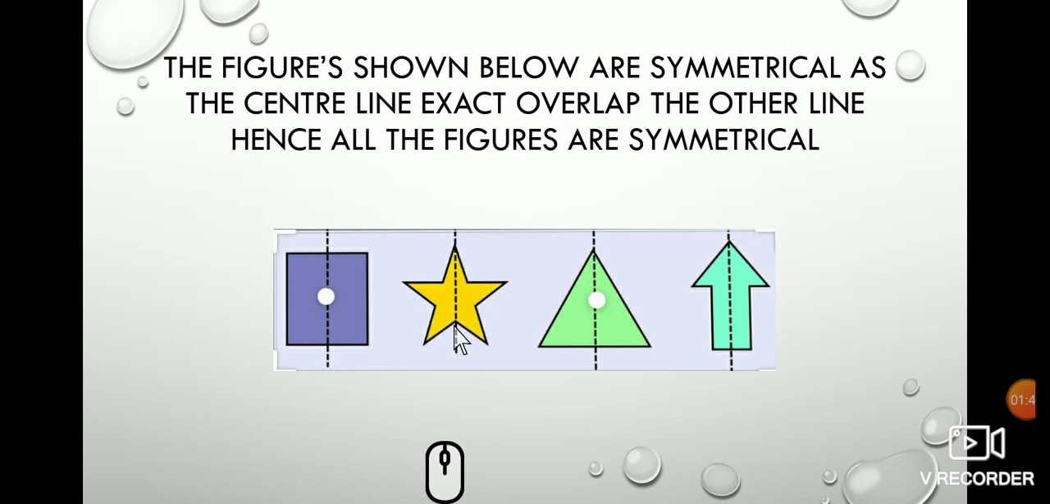Look at the third figure, the triangle. There is also a central line and can you see both the sides are the same? When you fold or overlap them, they will be exactly on the same line. This is also a symmetrical figure. Look at the last figure, an arrow. There is also a central line and both the sides seem to be equal. When you overlap, they will exactly fall on the other side. Hence, all the figures shown here are symmetrical figures.